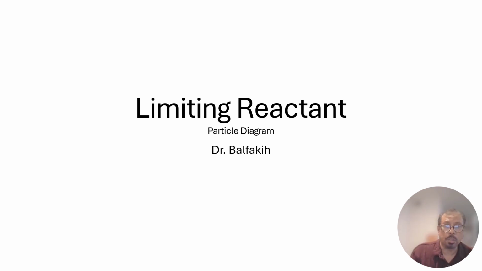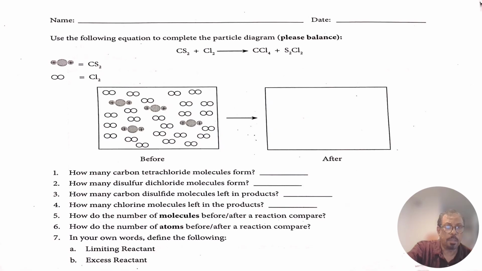Hi, in this short video, we're gonna solve one of the problems of the limiting reactants using the particle diagram. Here it says use the following equation to complete the particle diagram. Then we're gonna answer the questions. So we have carbon disulfide reacts with chlorine gas. It gives you carbon tetrachloride and disulfur dichloride.